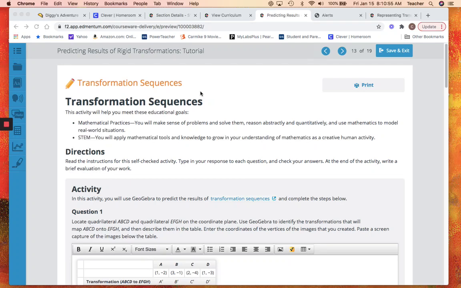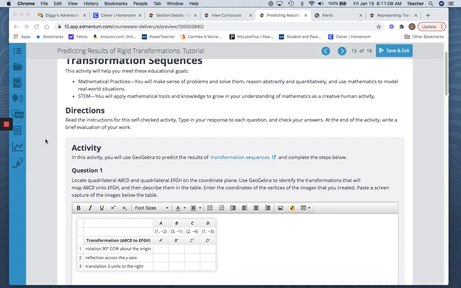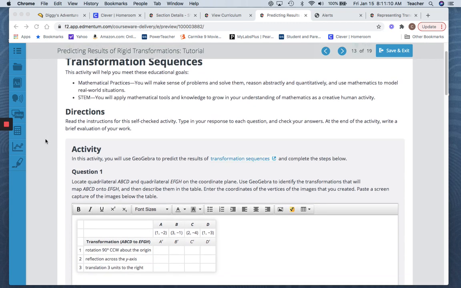All right, hey everybody, we are back, still in predicting results of rigid transformations. I am on slide 13. So we're talking about sequences of transformations. That means more than one thing happening. So maybe it's a reflection and then a rotation off of that reflection, or maybe it's a translation and then a rotation, or even a reflection. It could be any combination of the three.